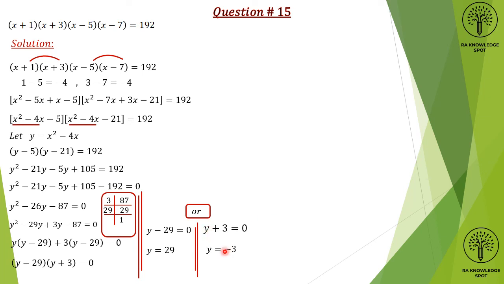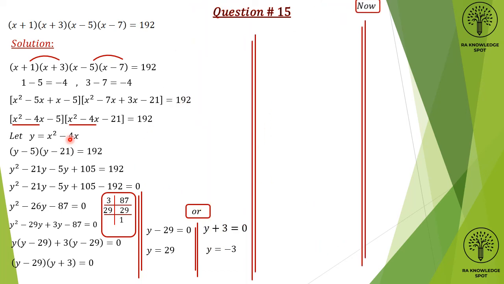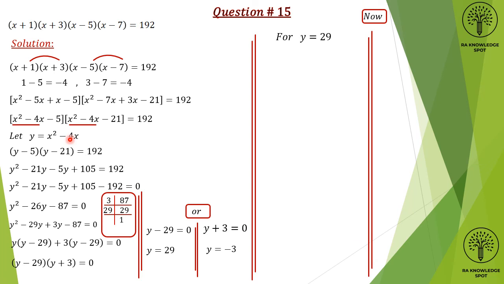Again dear student, this is not the final answer. We have to substitute. Now where we have to substitute? In the very first equation that we took. Now we have to solve for y is equal to 29, and where we have to put it, here, this is the main equation. I'm just going to replace the value of y, that is 29.